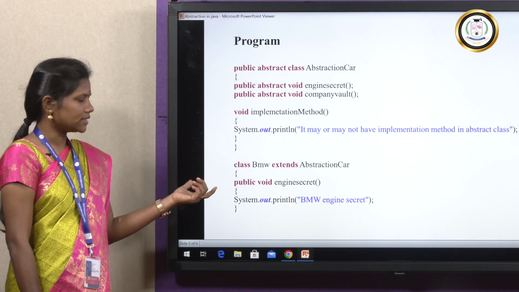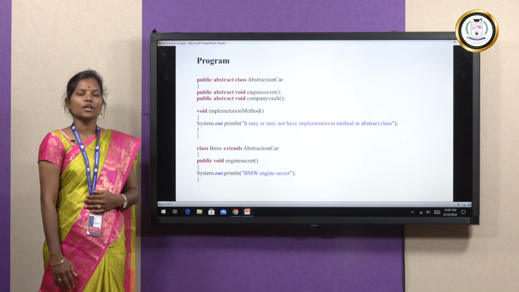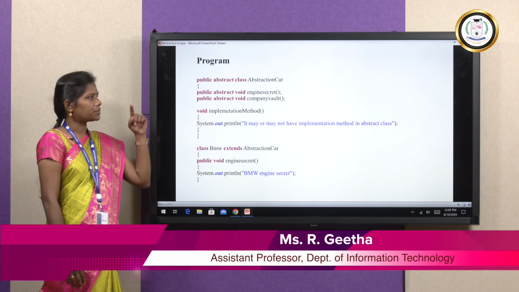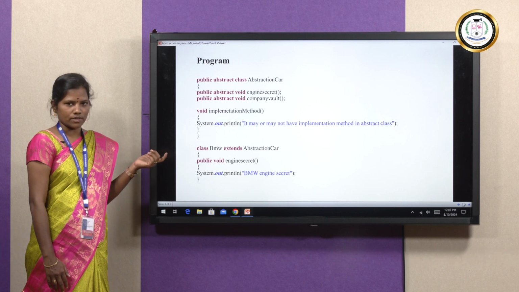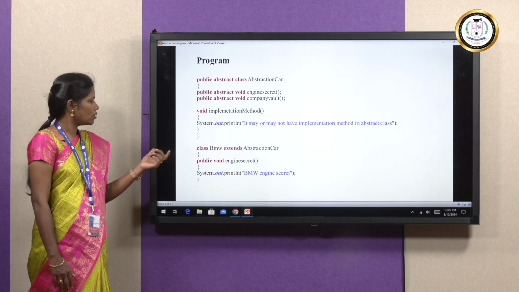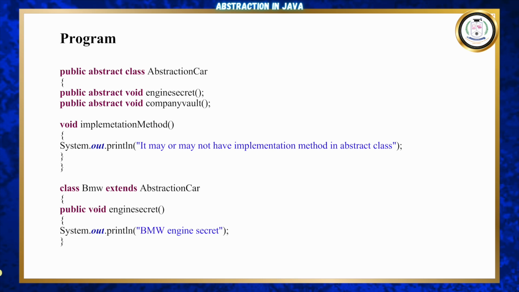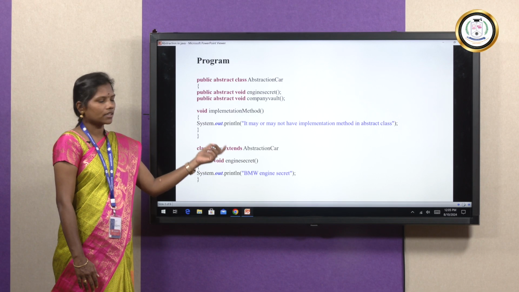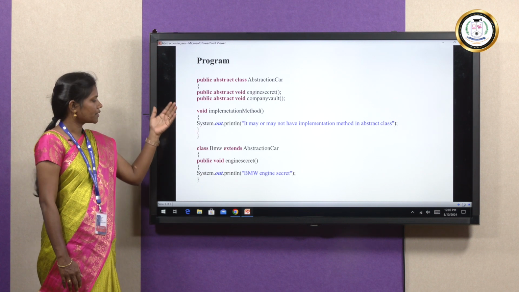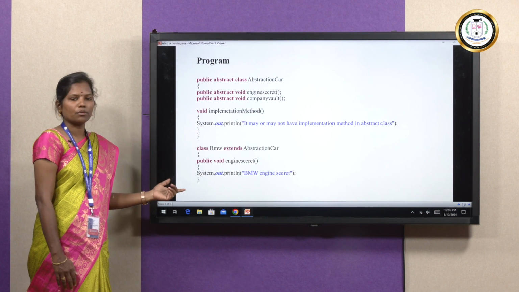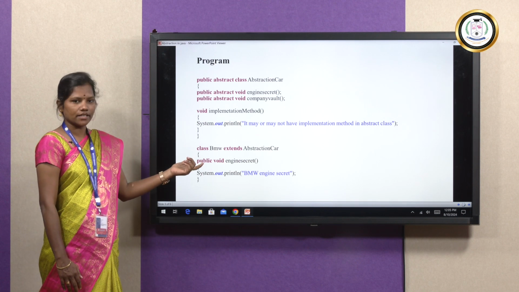The second class I have created is BMW. BMW is the child class and abstraction car is the parent class. In abstraction we use the inheritance concept to extend. So BMW can extend the methods and variables of the abstraction car class, and I have used the extends keyword. Abstraction car contains two unimplemented methods, which I am going to implement in the BMW class. That's why I have extended it.